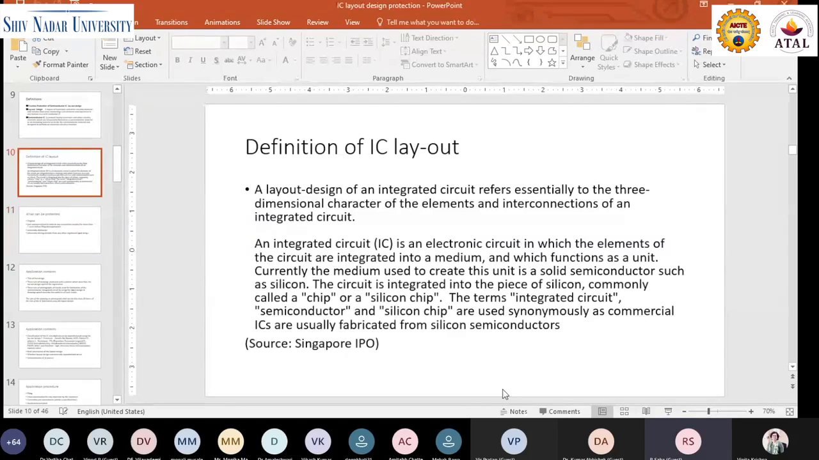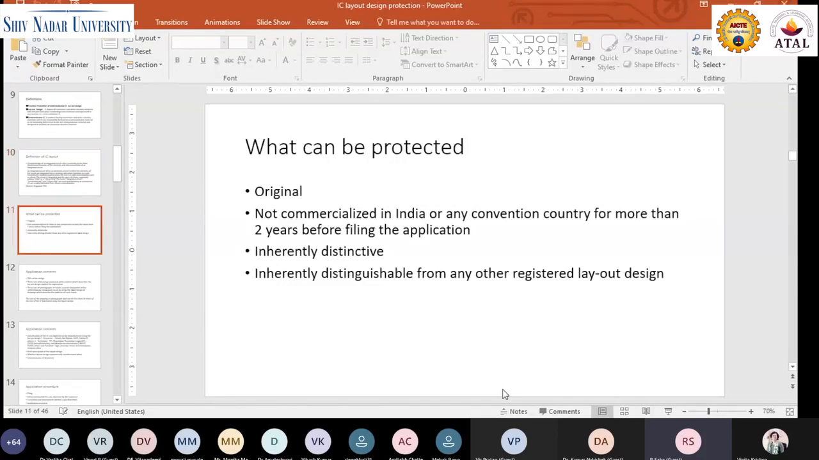So suppose you come out with an IC layout design and you want to go to the patent office to protect it, what are they going to look at? Next, Vinita. First, your IC layout design should be original, okay? And it should not have been commercialized. Now, this is an important thing. It should not have been commercialized in India or any convention country for more than 2 years before filing the application. So what it really means is that it does not have to be novel on the day on which you apply for a registration of an IC layout design.